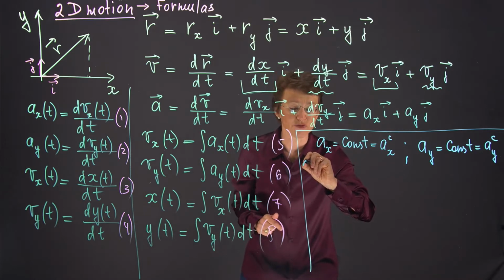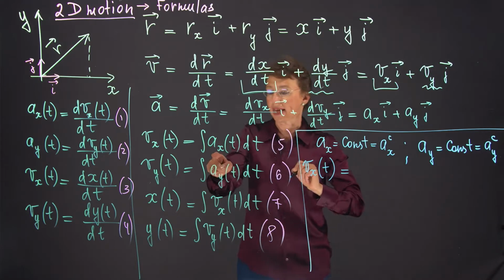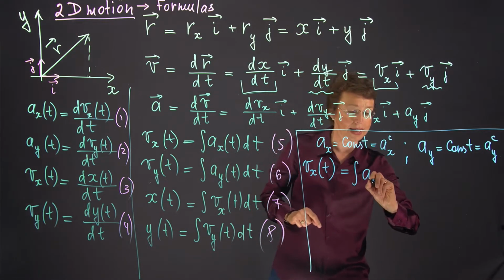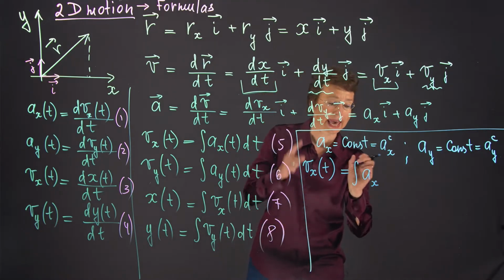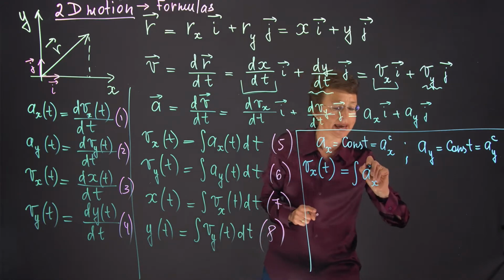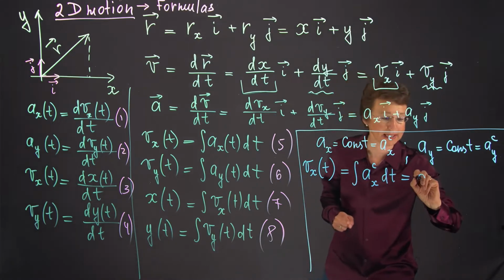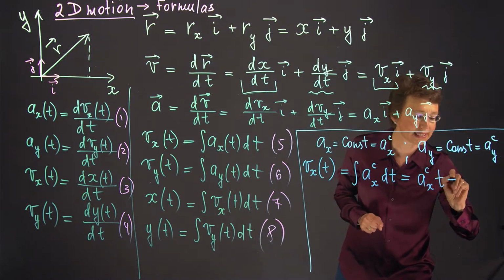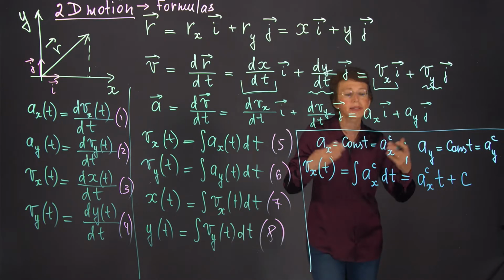So what is Vx in this case as a function of time when I have Ax constant? Integral of Ax. If I skip x, that would be a horrible mistake because this is the x component of acceleration. Axc dt, and this is constant. I take it out of the integral. Axc times t plus arbitrary constant c, and I need to find this arbitrary constant from the initial conditions. Something has to be given.